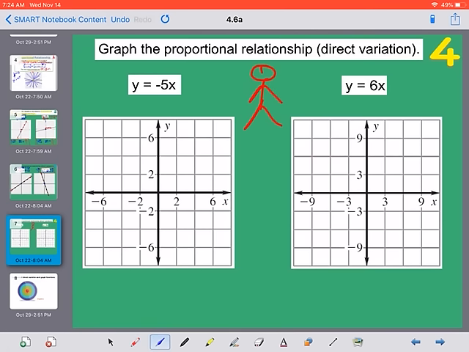It says graph the proportional relationship, same directions. The only difference is this graph goes by 2s, 2, 4, 6. And here we have -4, +4. And this graph over here goes by 3s, 3, 6, 9.